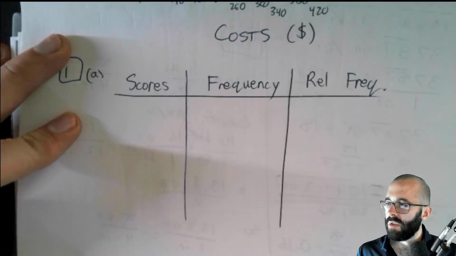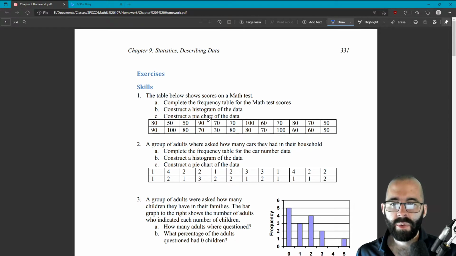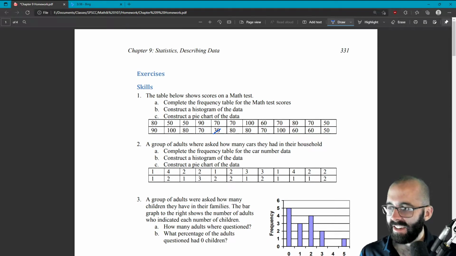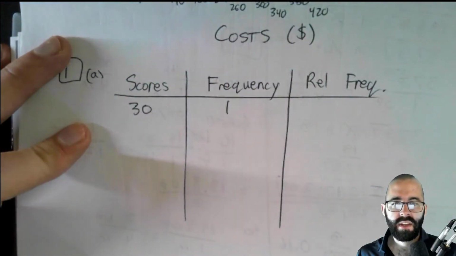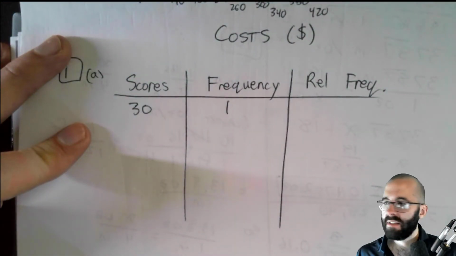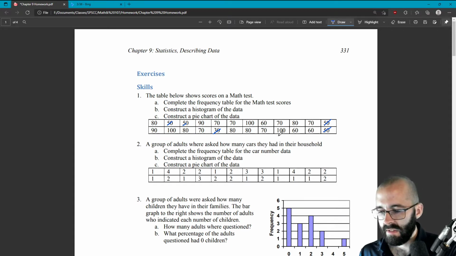So then we're going to go over to our data and look at what we've got. So again, we're going to order these in order. What's the smallest? Is it 50? No, there's a 30. Oof. Ooh, that poor person. All right, so there's a 30, and there's one of those. And then there are 50s, and there's 1, 2, 3, 4 50s.